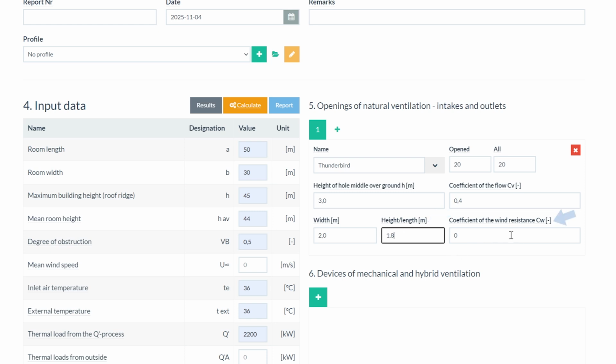Wind coefficient 0. Now move on to the second row of supply air dampers, needed mainly in the winter to prevent cold air from blowing directly at people who may be present there.